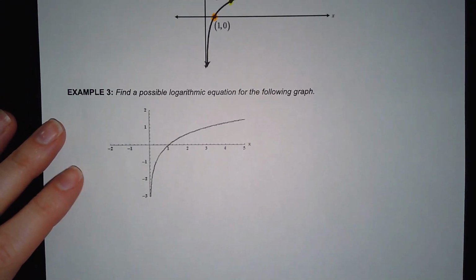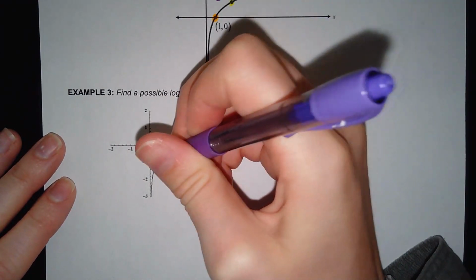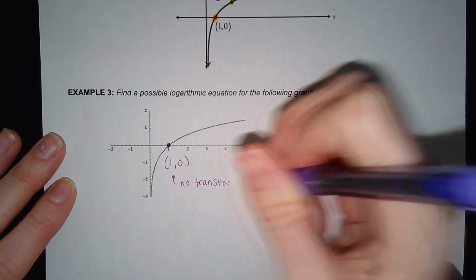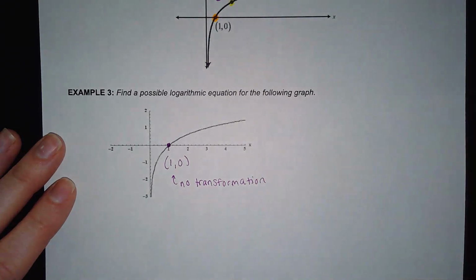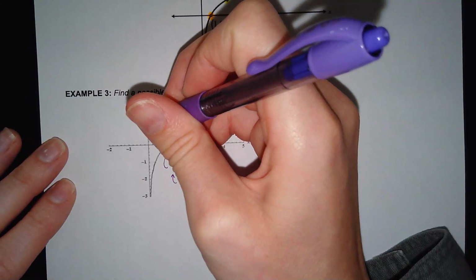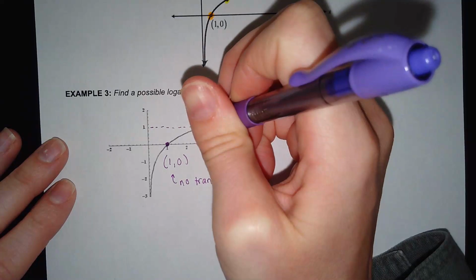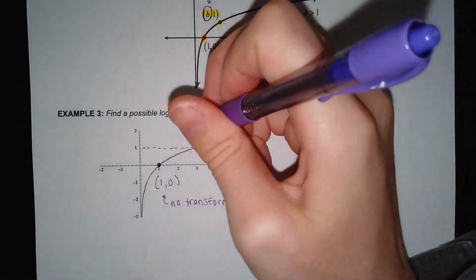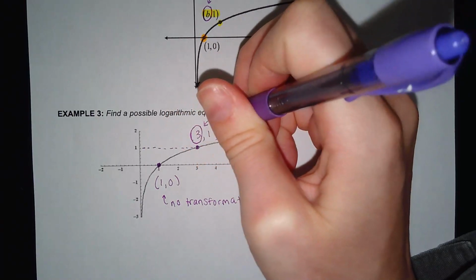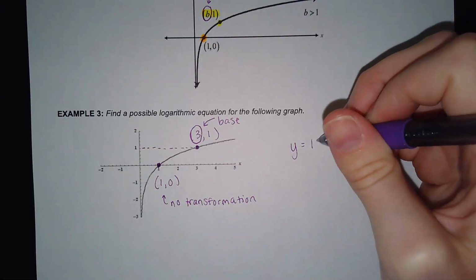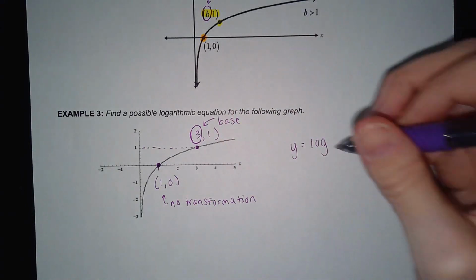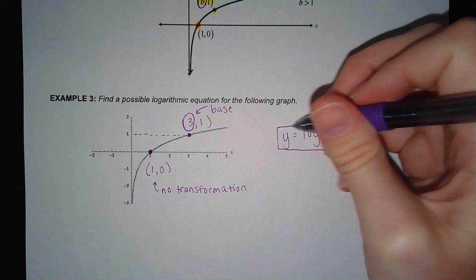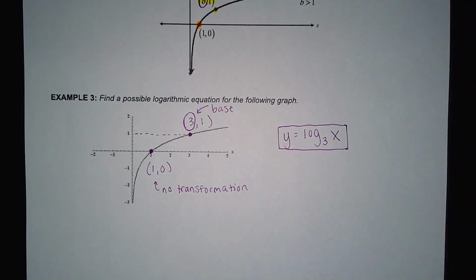So if we take a look at this example here, I'm going to check those 2 points. One is the point 1, 0, which I see. And since we have that point 1, 0, that means there were no transformations. We didn't slide right or left at all. The other point I'm going to look for is that point at 1. So I'm going to draw until my graph connects. So I see that's the point 3, 1. And the number there is 3, so that's going to be my base. So when I write this equation, this will be y equals log base 3, since that was the point that I had on my graph. So this would be my equation for this graph. So really all we're doing is just finding that base that goes with the logarithm.